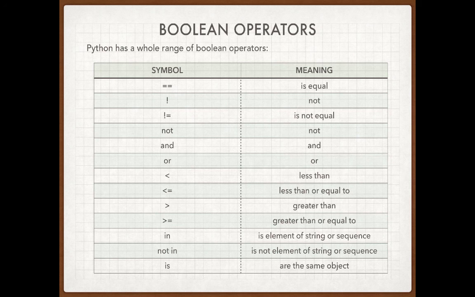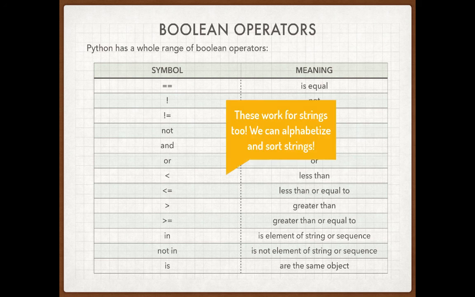Python does have the keywords not and or. They represent the same kind of Boolean stuff that you would expect them to be. There's some mathematical ones too, right? Which you're probably familiar with from some algebra or some other places. Less than or equal to, greater than or equal to, all of that sort of stuff.